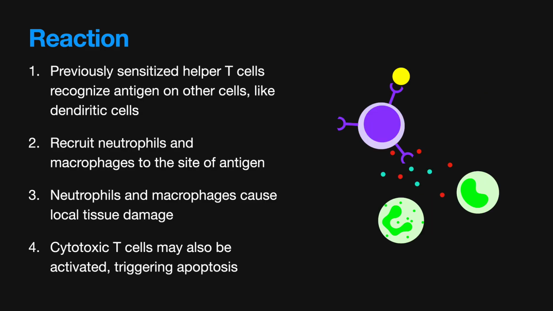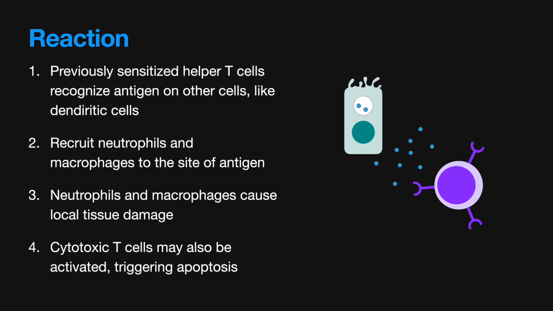The helper T cells are then going to recruit neutrophils and macrophages to the site of that antigen, which causes local tissue damage. In some cases, cytotoxic T cells can also be activated, which triggers apoptosis in affected cells.